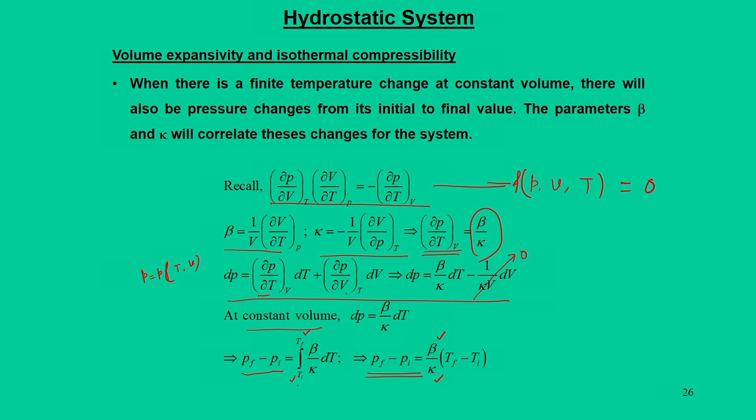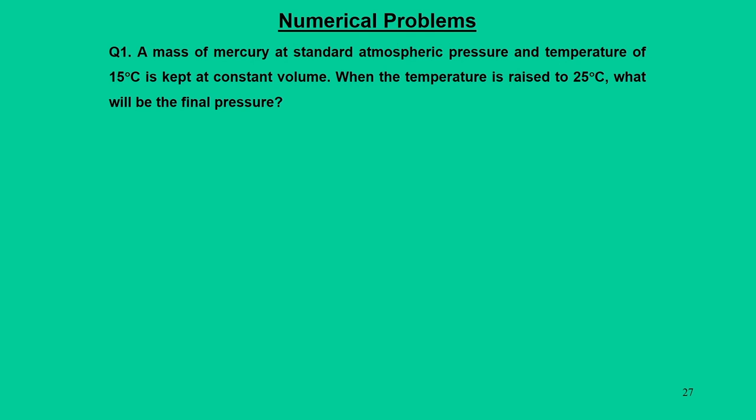So, based on this concept, let us see one important problem, which states that a mass of mercury at standard atmospheric pressure and temperature, that is 15 degree centigrade, is kept at constant volume. That means initially the condition was 15 degree centigrade and atmospheric pressure. Now, at constant volume the temperature is raised to 25 degree centigrade. So, we are going to find out the final pressure.